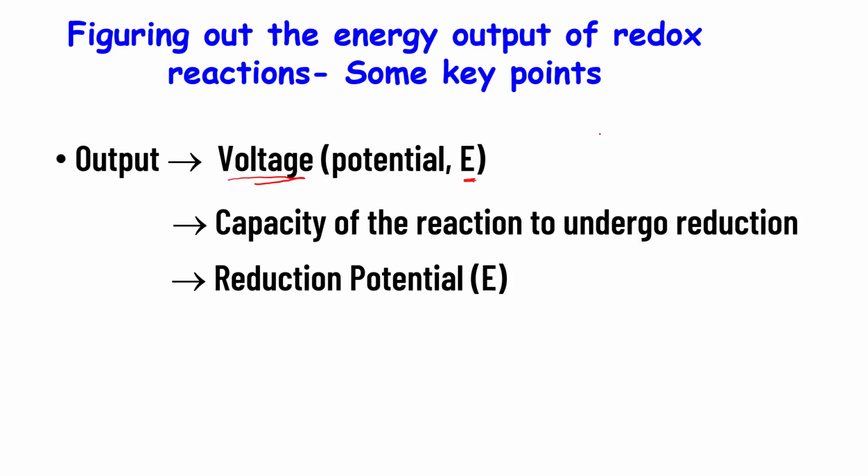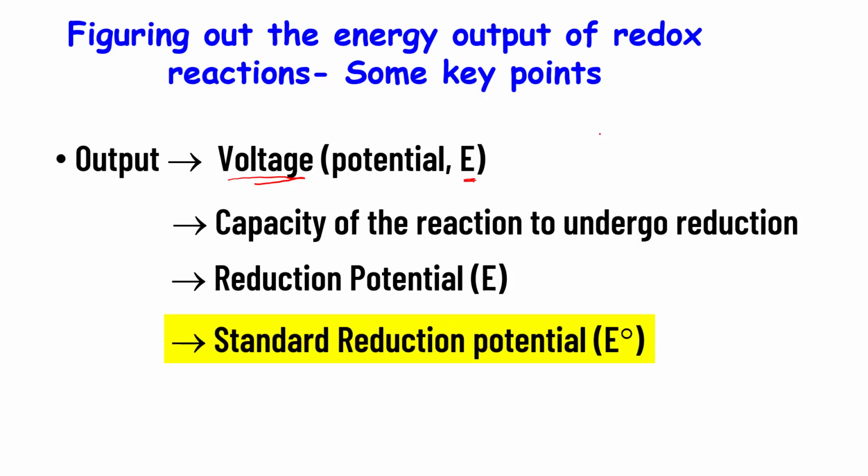So let's say that we have a whole bunch of reactions, and we have measured these reduction potentials, and we want to compare the capacity to undergo reduction for all of them. If we want to do that, then we have to make sure that we measure these reduction potentials under a set of standard conditions. And therefore, we're going to refer to the numbers we're measuring as standard reduction potentials.